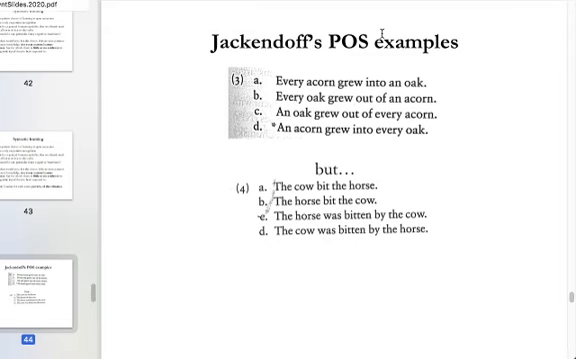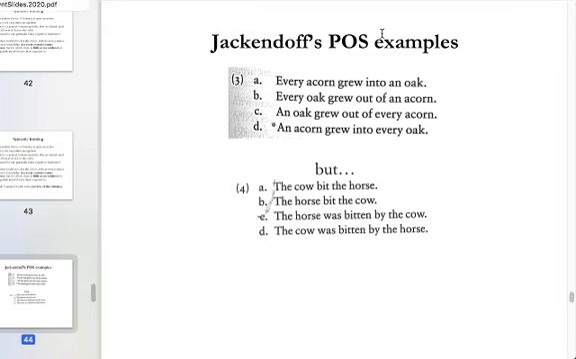Anytime you have two quantifiers in a sentence, it matters logically which one has what's called a wider scope than the other, right? So in 3A here, every acorn grew into an oak. If the universal quantifier, every, has a wider scope than the existential one, a, then the meaning that we'll get here is, for every acorn in the world, there exists an oak such that the acorn grew into the oak.